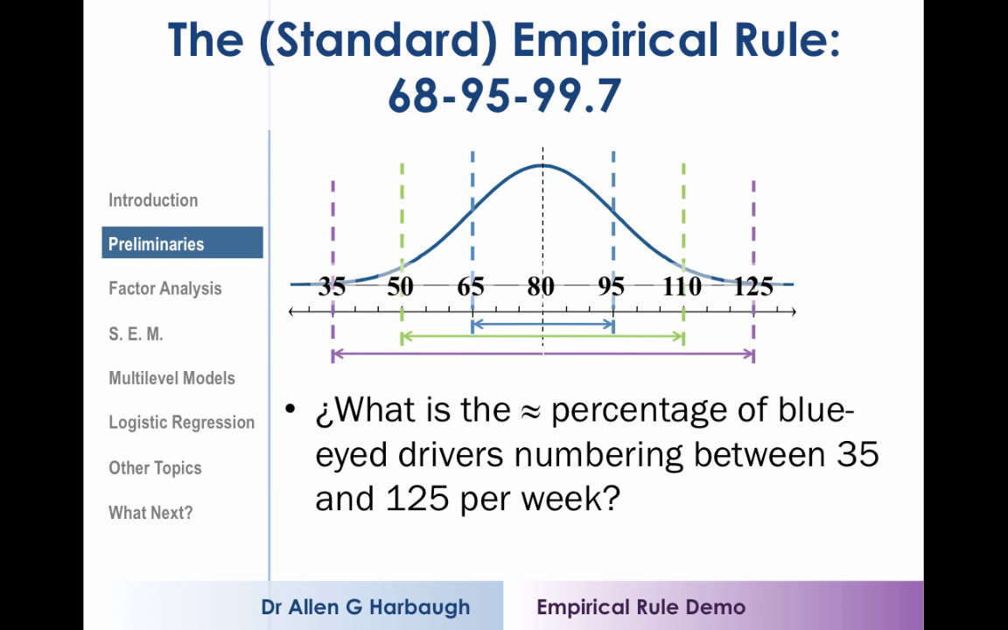What is the percentage of blue-eyed drivers numbering between 35 and 125? Well, if we look at the curve, we notice that 35 is 3 standard deviations below the mean, 125 is 3 standard deviations above the mean, so that captures 99.7% of the population. Or said another way, 99.7% of the time, each week will contain between 35 and 125 blue-eyed drivers.